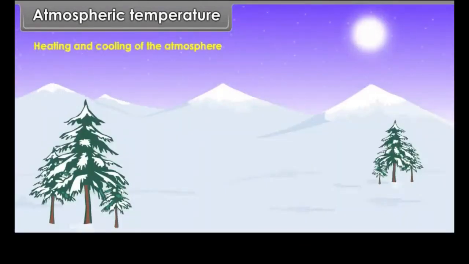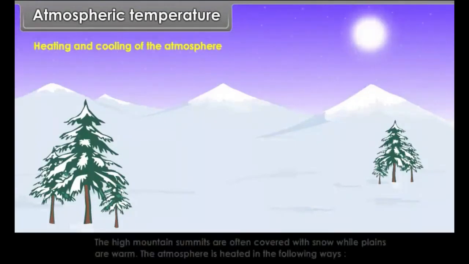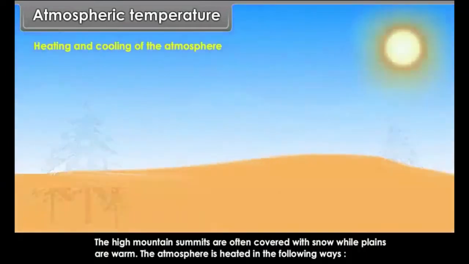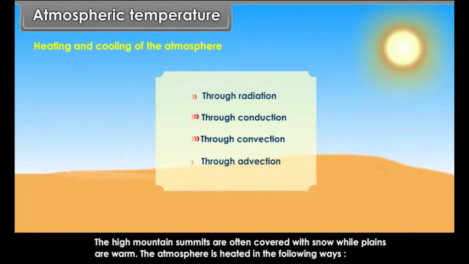Heating and cooling of the atmosphere. Sun is the only source of atmospheric heat, but it hardly affects the atmosphere directly. The high mountain summits are often covered with snow, while plains are warm. The atmosphere is heated in the following ways: through radiation, through conduction, through convection, through advection.